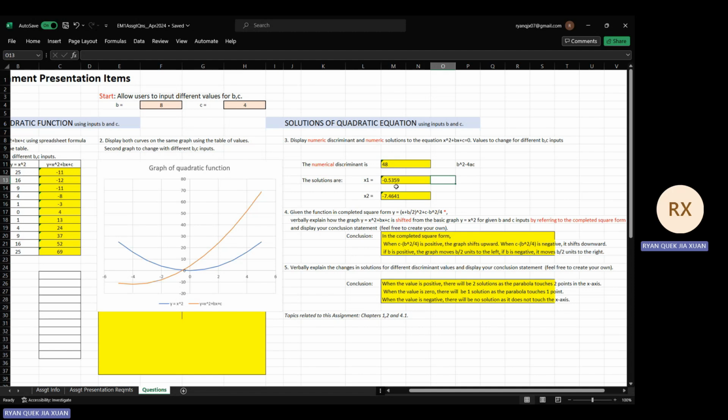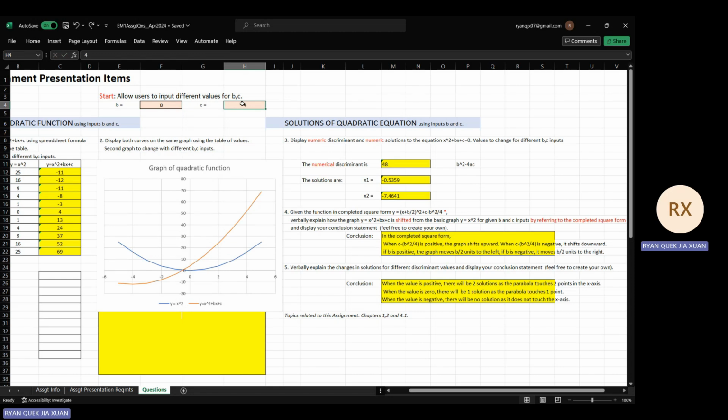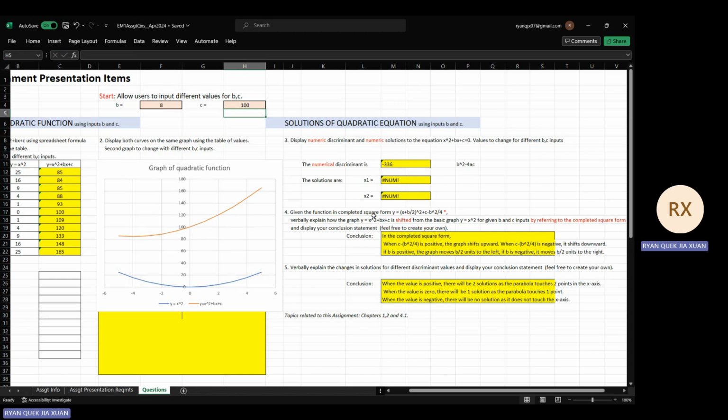To find the solution of our x1, we use the quadratic formula: -F4 plus square root of the numerical discriminant, divided by 2. While finding x2, we use -F4 minus square root of the numerical discriminant, divided by 2. And if I change the value of my b to 90, you can see that the numbers here change. While if I change the value of c to 100, you see that our values here change as well.